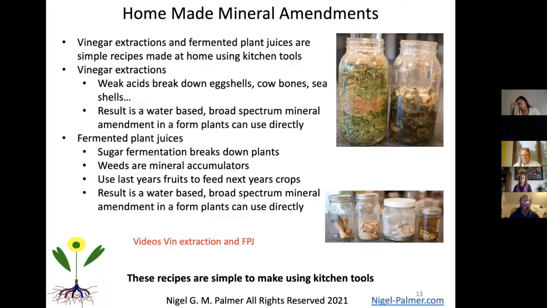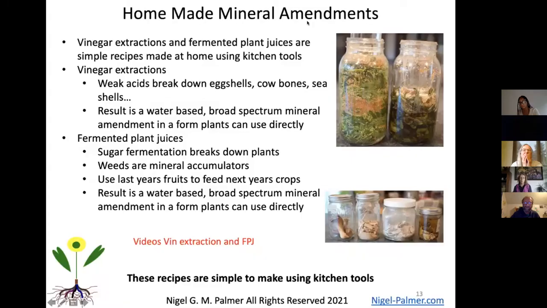And so what I want to do now is I'm going to show you a couple of videos on how to make these vinegar extractions and fermented plant juices, and then we'll talk a little bit more about the details of them. So I'm going to stop sharing and I'm going to open up that, and then I'm going to go back to here and I'm going to share this.